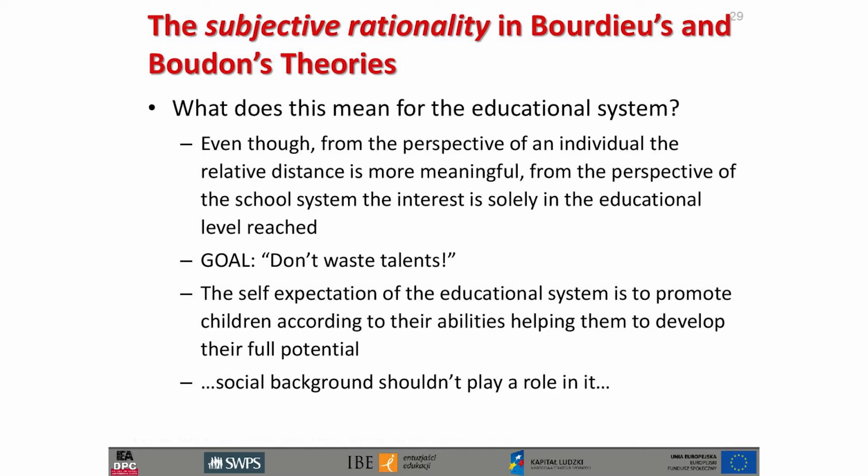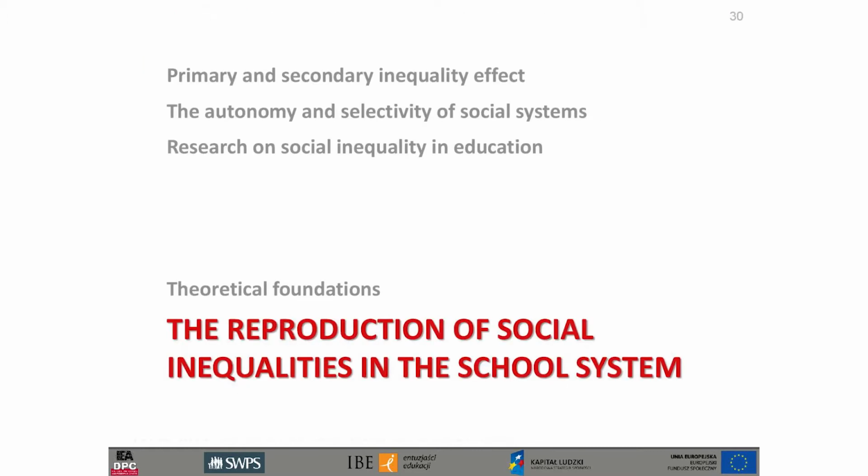The social background shouldn't play a role in it. To sum up all this together and to let us think about the reproduction of social inequalities in the school system, I would like to point out the primary-secondary inequality effects as defined by Boudon, and also to show you a model that applies this kind of differentiation, just to show you how these theories can be instrumentalized and operationalized.